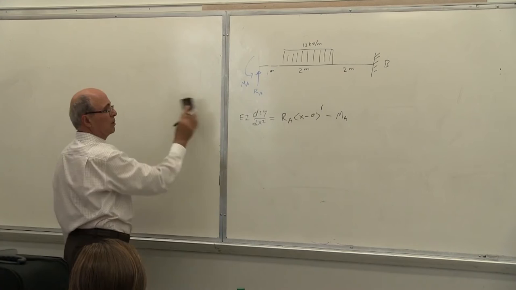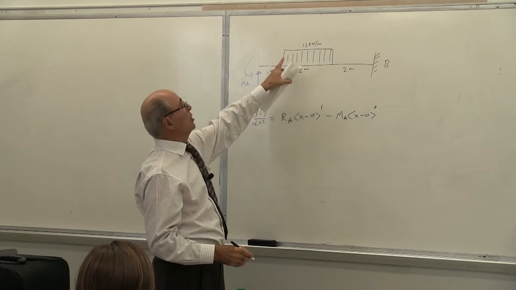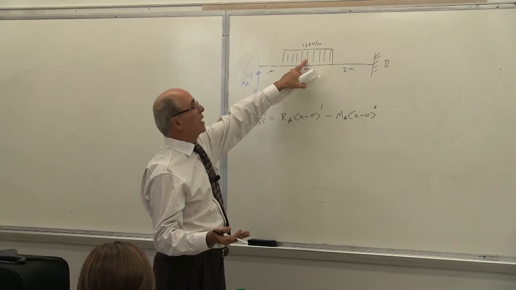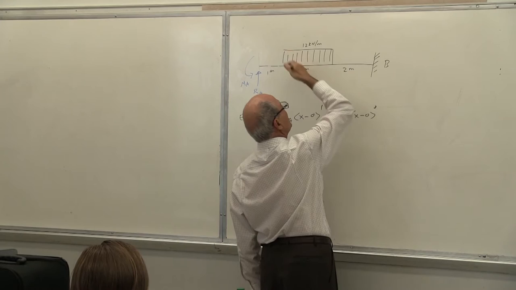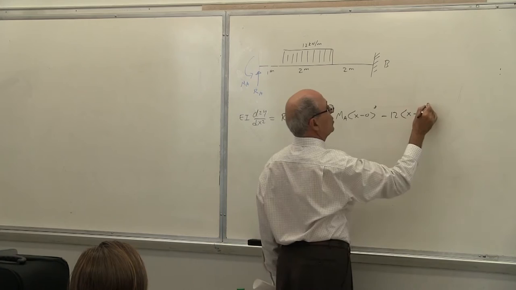x minus 0 to the power of 0. Then nothing else happens until at 1, which is a constant load: shear is linear, moment is a parabola. Then you put, again, look at the action. If I put a load here, the action is positive. The reaction of the beam to it is negative. So minus 12 times x minus 1 to the power of 2 over 2, because that's 1 meter start. Is that correct or not? Yes?